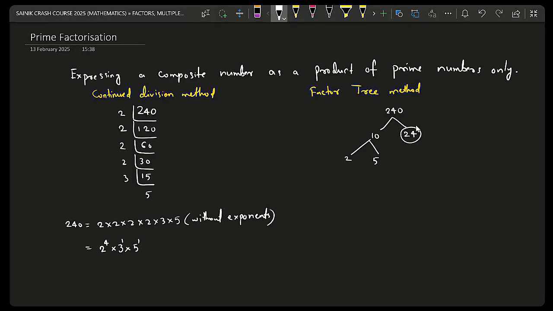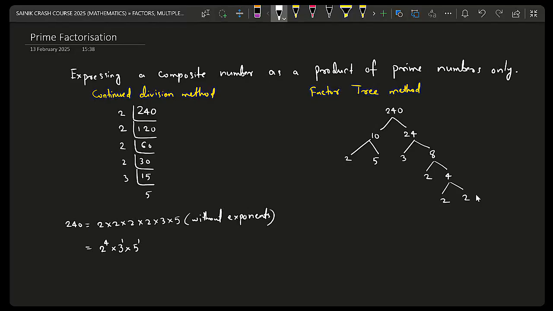24 is a composite number, so it is going to continue the branch. That is, we can write 3 eights are 24. 3 is a prime number, the branch stopped here, but 8 is a composite number, we have to continue. That is, I can write 2 into 4. 2 is a prime number, it stopped here, but 4 is a composite number, we can continue. That we can write 2 into 2.